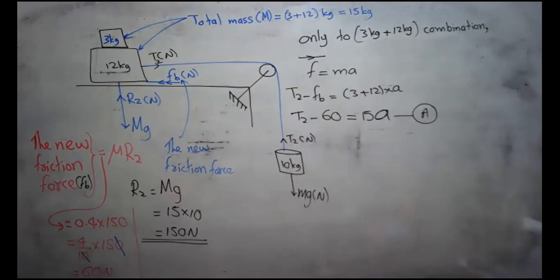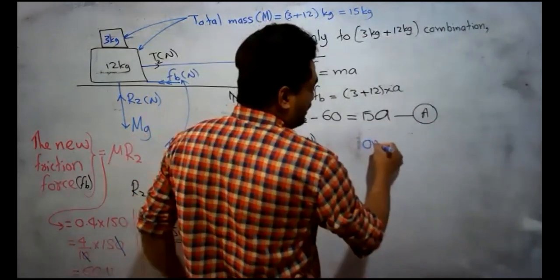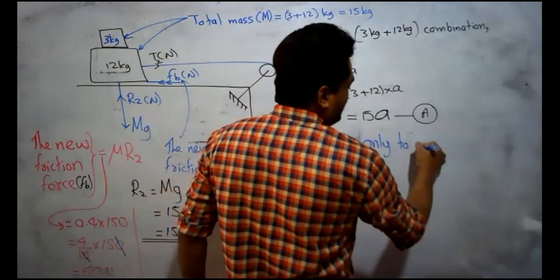So what should we do next? Somebody guess? What should we do next? Apply F equals ma to the 10 kilogram object. Very good. We should apply F equals ma only to the 10 kg object.